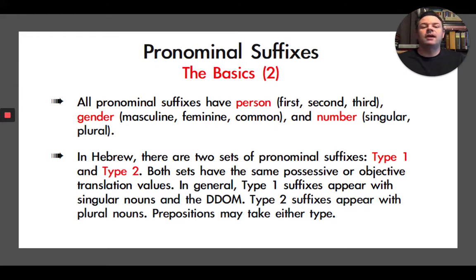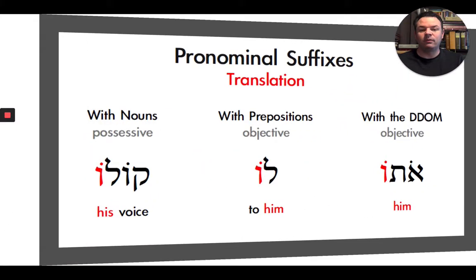And then there are two types of suffixes. These two types are the most common. The type 1 suffixes are common on singular words, singular nouns, and the DDOM. The type 2 suffixes appear most regularly with plural nouns. Prepositions can take either type, but we'll look at that.